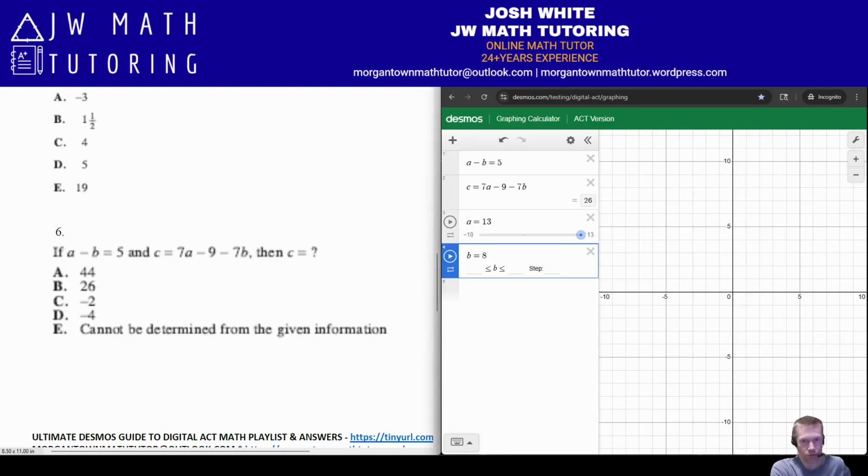Okay, it's again 26. So most likely the correct answer is going to be letter B, right here, 26. However, here's a little trick that you can do which can actually confirm that it is 26.